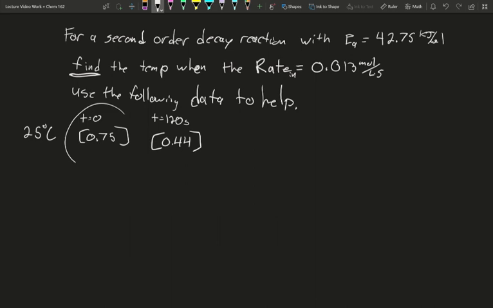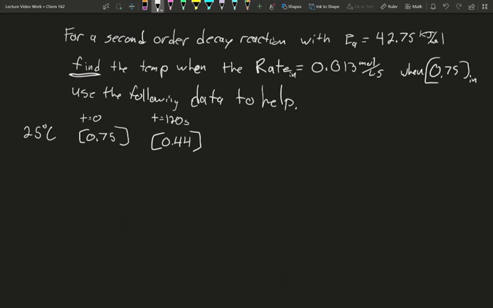Specifically for when we're using 0.75 molar as our initial concentration. Well, we have some data down below from one run. So we started this material at 0.75. We let it run for 2 minutes. It was down to 0.44.